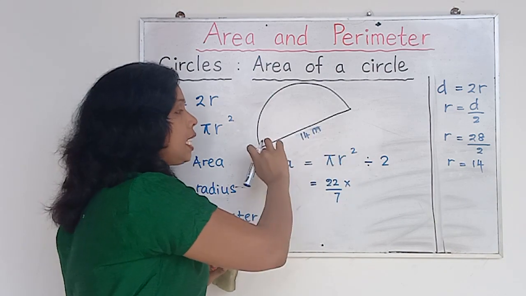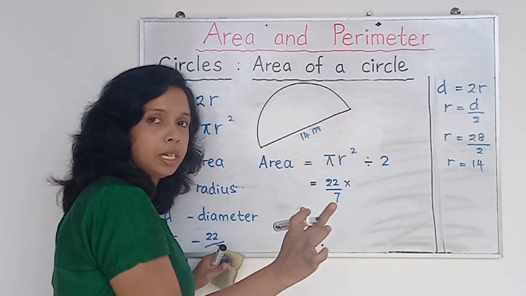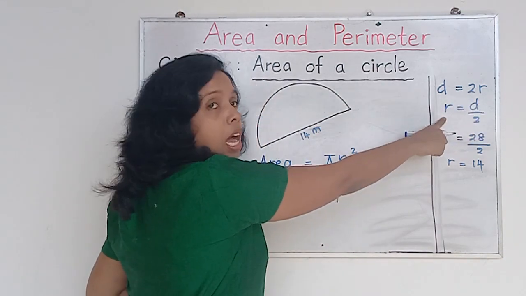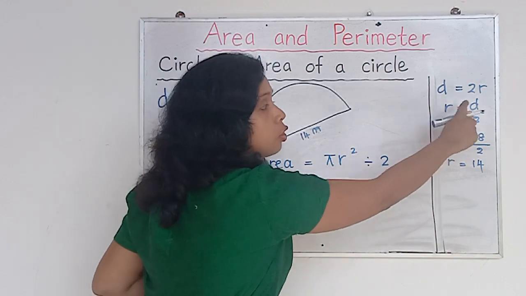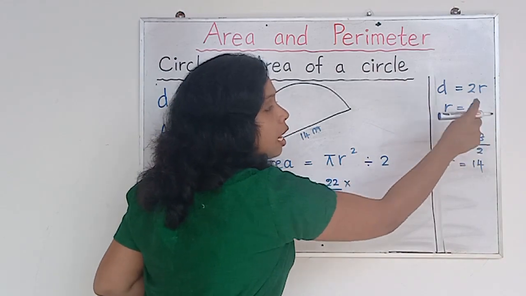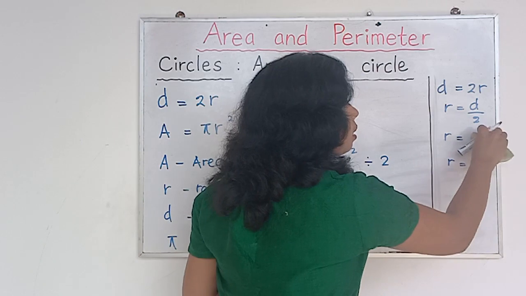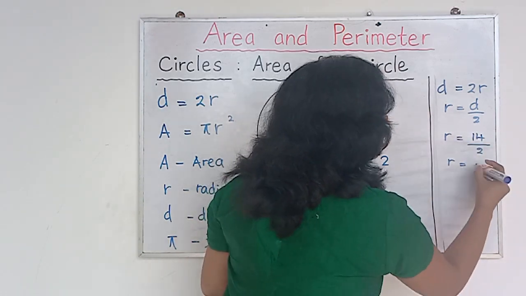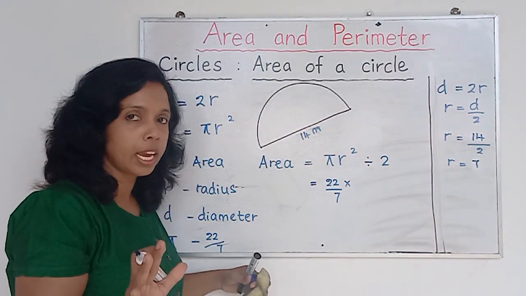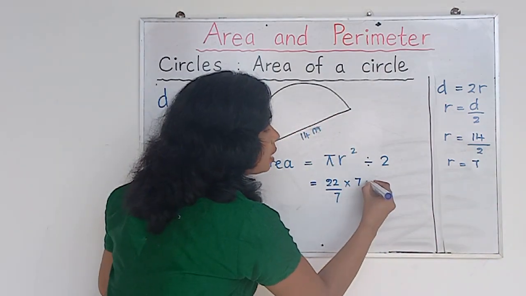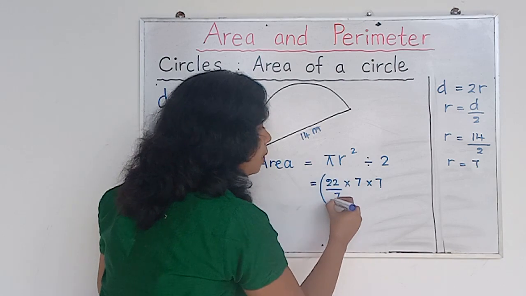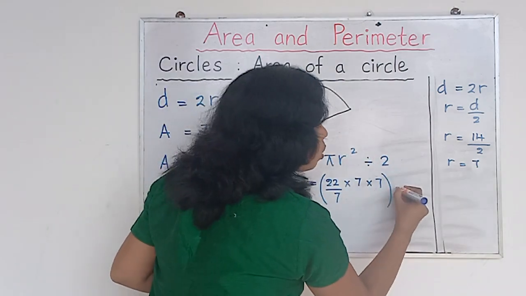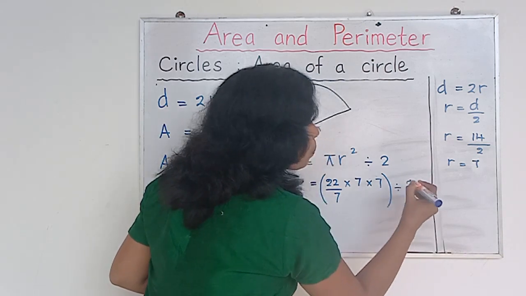So can I take 14 as r now? No. 14 is this full length, that is the diameter. So when I have the diameter value, to get the r value, what should I do? I want to divide the diameter value by 2. Here my diameter value is 14. 14 divided by 2, my radius value is 7. Okay? Right. Then 7 times 7. You keep this within a bracket because this is a separate part.